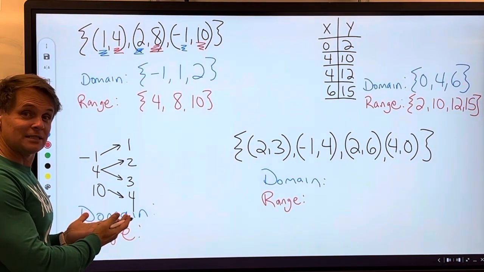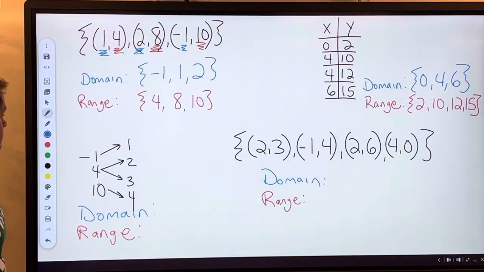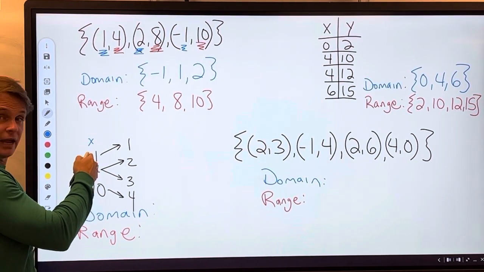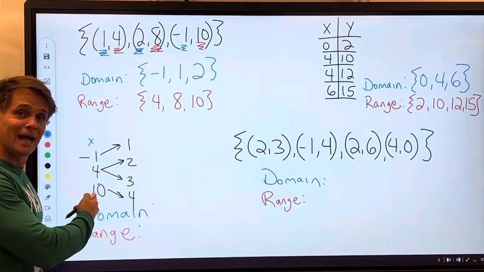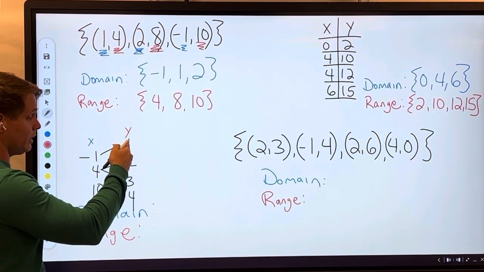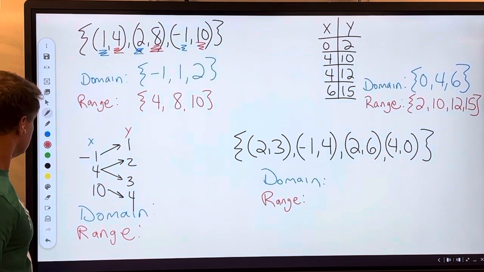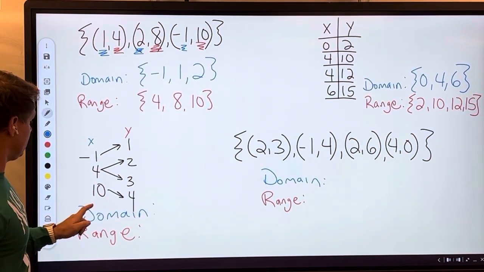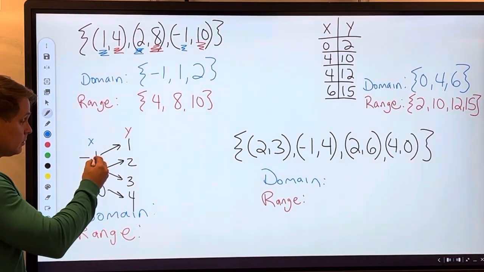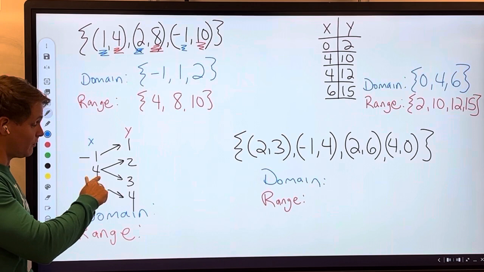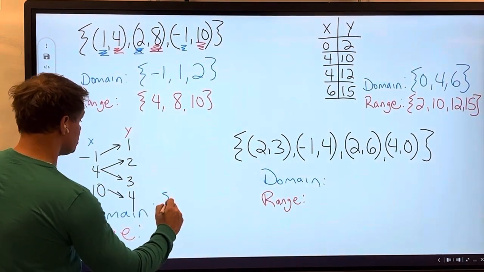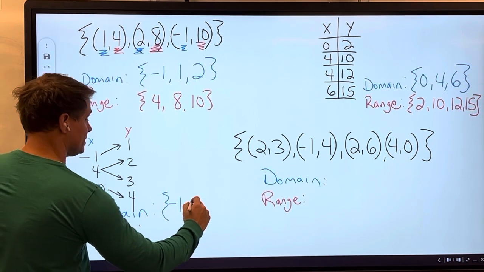Let's take a look at the next set of numbers here. The x values are right here. The -1, the 4, and the 10. The y values are over here. 1, 2, 3, and 4. Now you can see that the x values are in ascending order, but there's 2 4s. A 4 goes with a 2, and a 4 goes with a 3. So I'm just going to write that 4 one time.